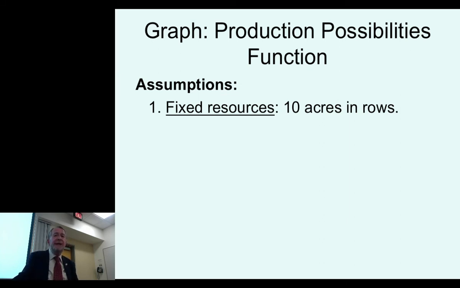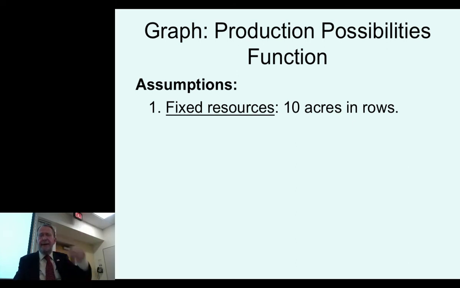So here my assumption is we have fixed resources, just as we did with Crusoe and Friday. Here we have 10 acres of land. And they're organized in rows. So row 1 is 1 acre. Row 2 is 1 acre. Everybody with me?